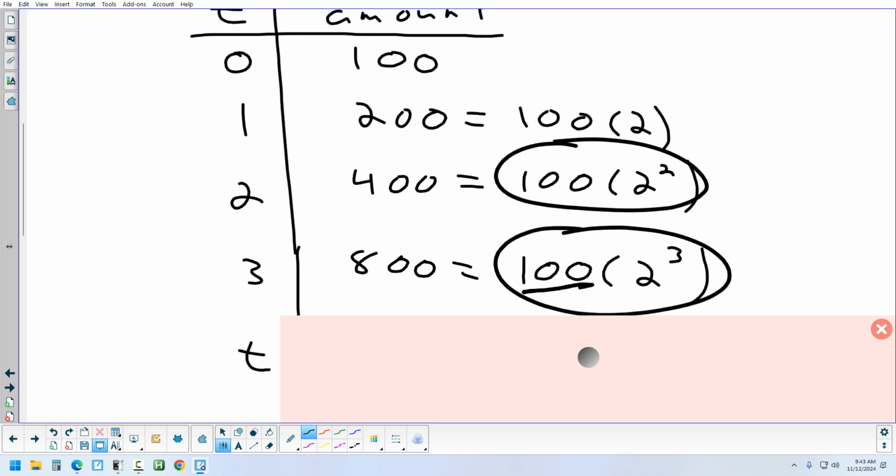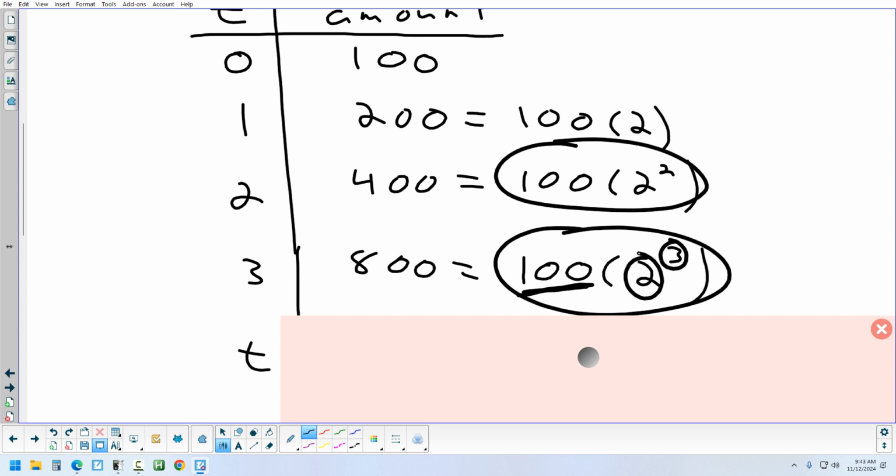What is this right here? 100. It's 100, but what did it represent in our problem? P. P, that's like the initial amount. And what does this represent? T. T, which in our case is like the number of hours that have gone by. And the 2 is how you write down something doubling.